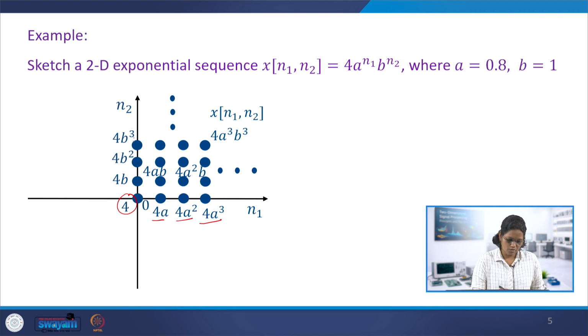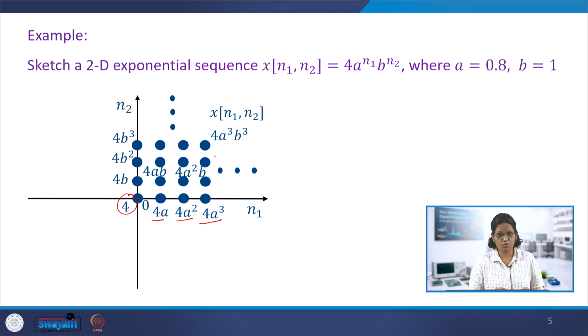Similarly in the y axis, when n2 has some values and n1 is 0, we get 4b square, 4b cube. Then when both n1 and n2 are 1, it will be 4ab, and similarly here 4a square b square for 2 and 2, and 4a cube b cube for 3 and 3. So this would continue. There is no restriction on the value of n2 and n1. So this sequence looks like that.